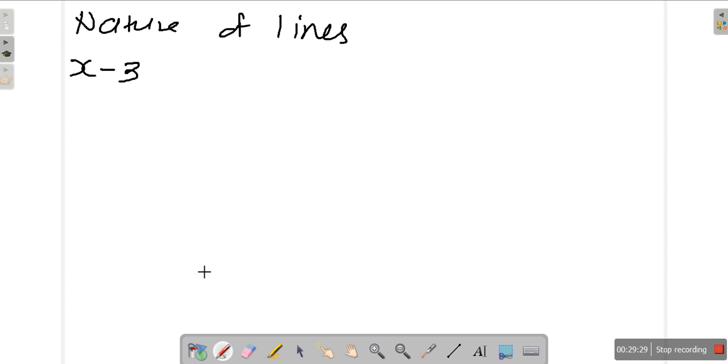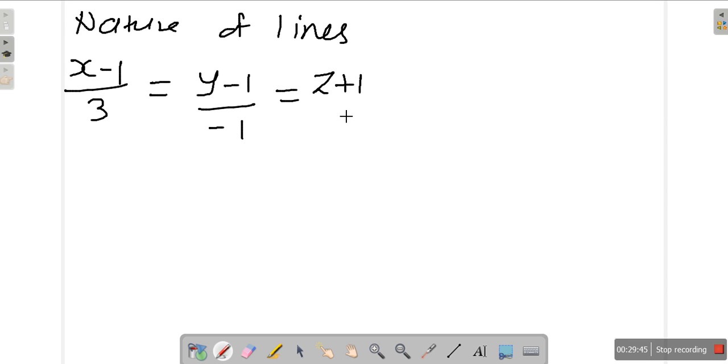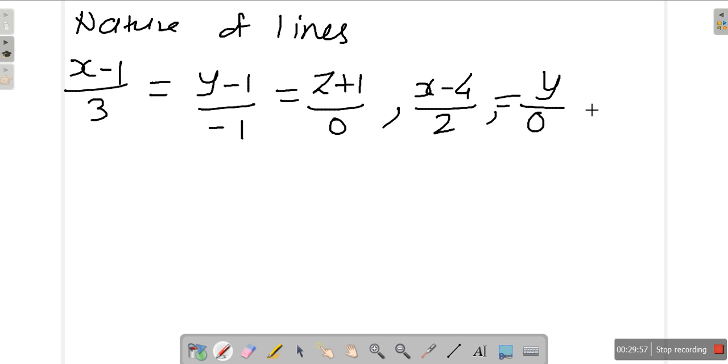We have got x minus 1 upon 3, y minus 1 upon minus 1, z plus 1 upon 0, and the second line is x minus 4 upon 2, y upon 0 equal to z plus 1 upon 3.